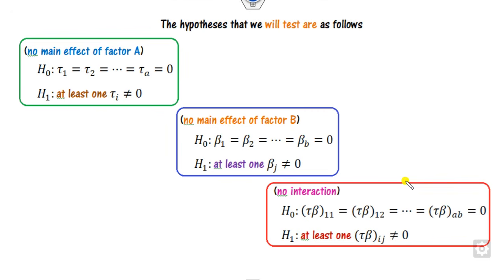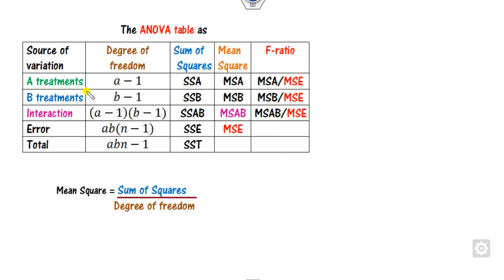How can you do that? Our target is to find the ANOVA. For this we have to define H0 and H1, that is the null hypothesis and the alternative hypothesis. This is for A: tau 1 to tau a are all the same, and at least one of them differs. Same for factor B, and same for no interaction, that is tau beta 1,1, 1,2 up to ab are 0. Once we define the null hypothesis, our target is to define the ANOVA table. And how you can compute the mean square is, whatever the sum of squares, divided by the degrees of freedom, a minus 1, b minus 1 and so on.